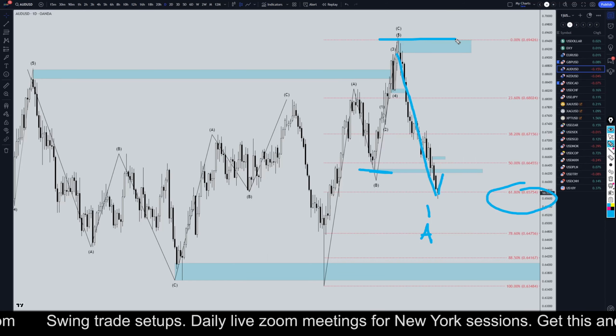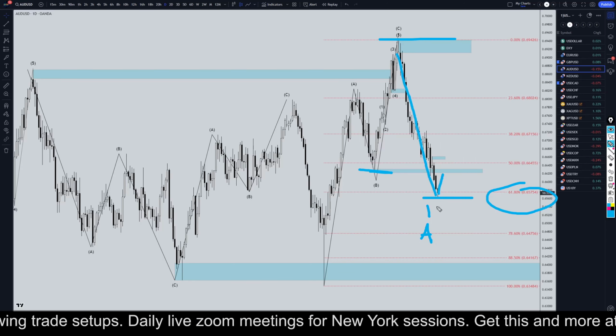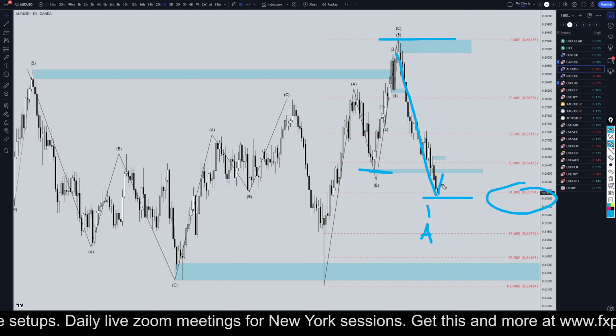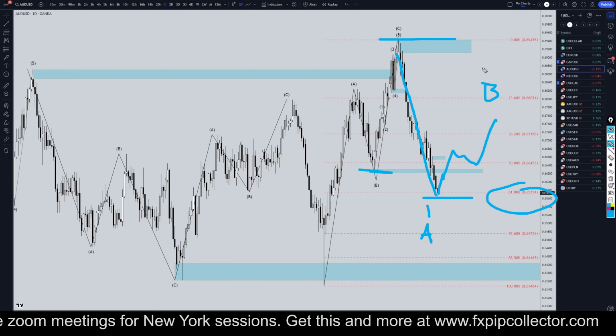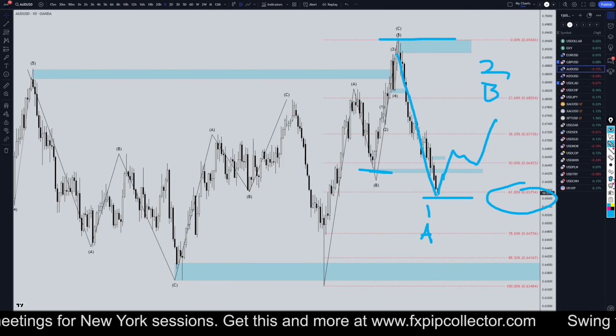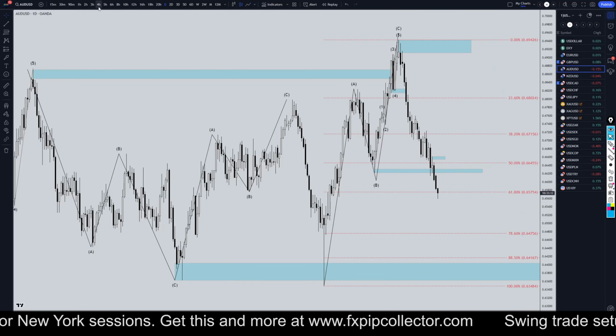The next move should be a correction to the whole move, which would most likely go someplace between 38 and 78% of this whole move down, probably ending up looking something like that for either a wave B or a wave 2. So let's take it down to the 4 hour time frame.